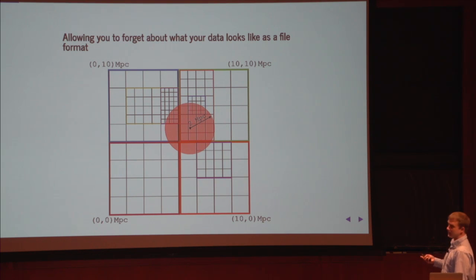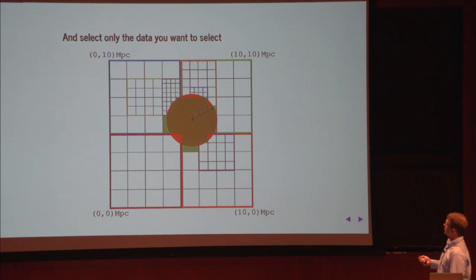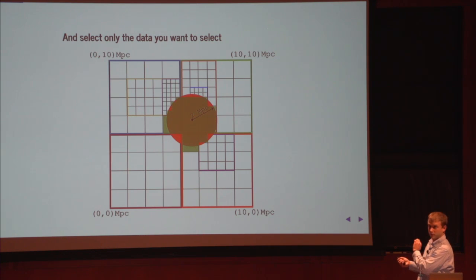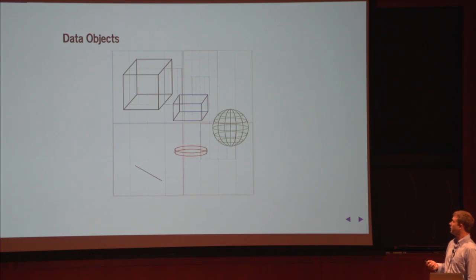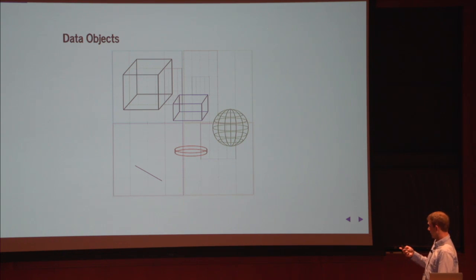So what YT does is that it takes the physical question and the computational answer and bridges them together by focusing on only the data that you want to select that's relevant to your question. So you can see here, we've got a sphere, and YT is handling the data selection of the cells on the grid that correspond to that sphere. And that brings us to the concept of the data objects, which are these geometric shapes that are physically relevant that you might want to calculate quantities in.